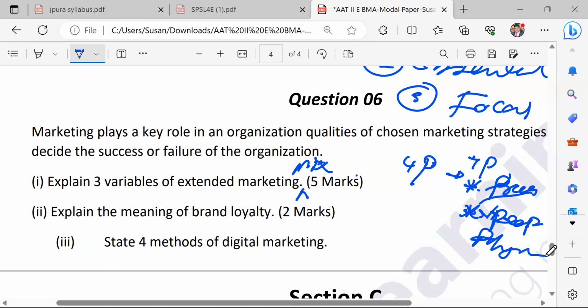Then these 3 elements of the service mix, that means the 7P, that is the extended marketing mix. These 3 you have to explain.